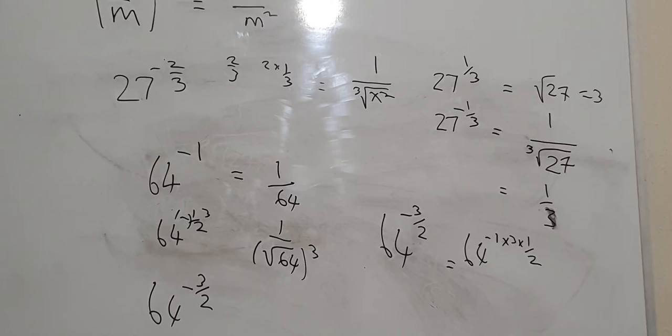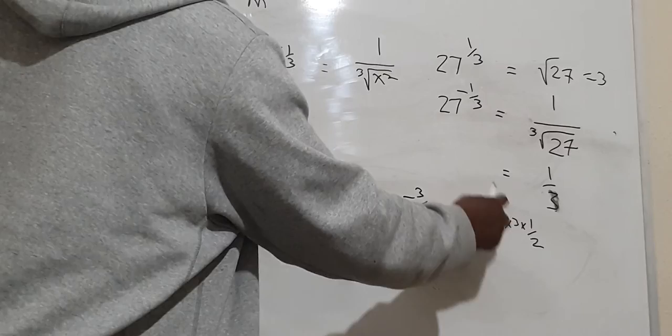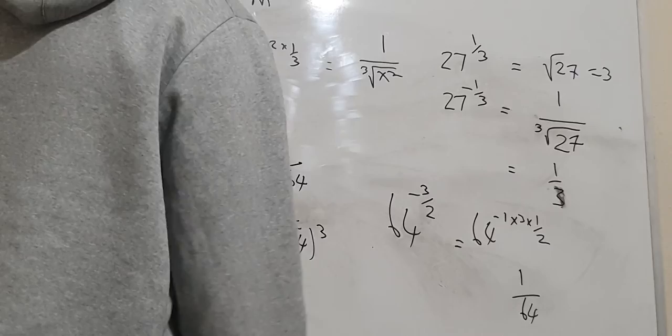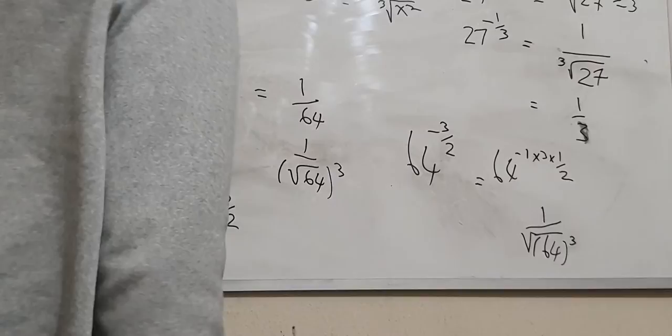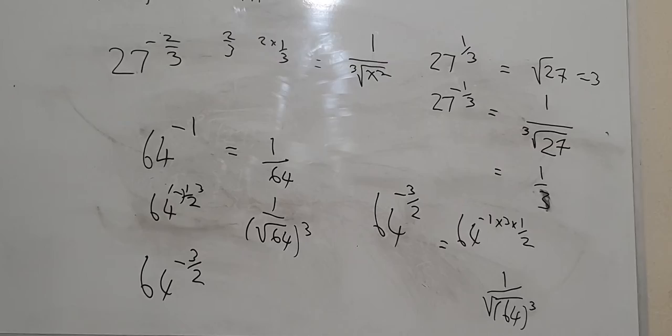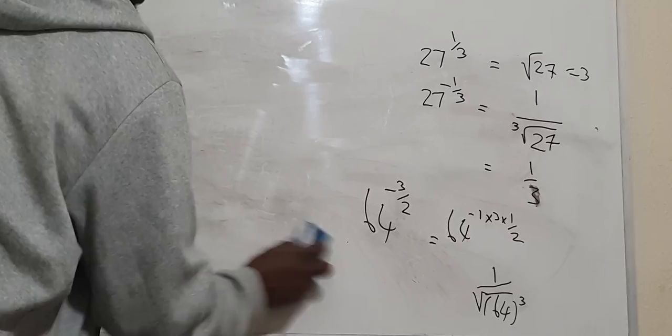Our 64 to the power minus 1, we said, is 1 over 64, cubed. The power half means square root, isn't it? Square root. You get it? It's not difficult, you know? It's not difficult. You have to apply the principles.